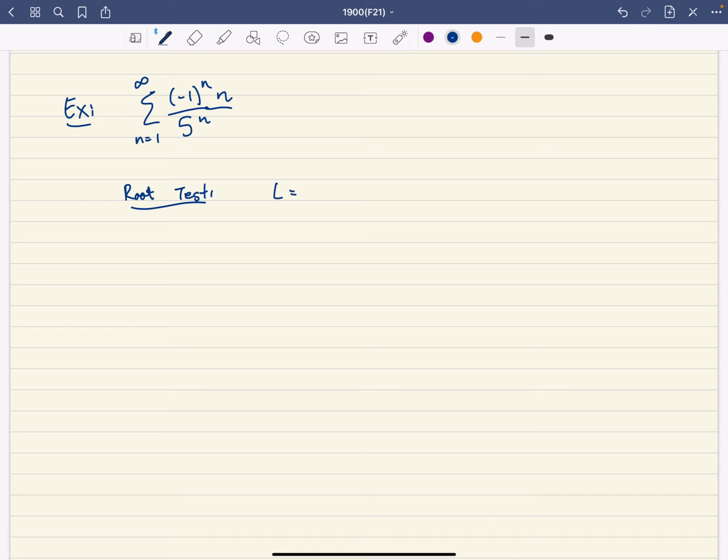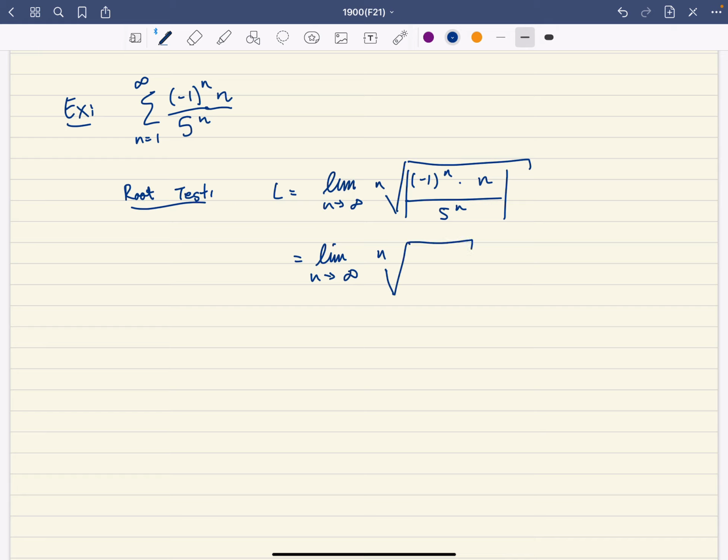But the root test says, look at the limit as n goes to infinity of the nth root of the absolute value of (-1)^n times n over 5^n. I forgot the absolute values, but we need to add that in there. When I take the absolute values, of course, the power of -1 in the numerator goes away. So this is now the nth root of n over 5^n. And so this is the limit as n goes to infinity of n^(1/n) all over 5, because we take the nth root of 5^n, so it's just 5.